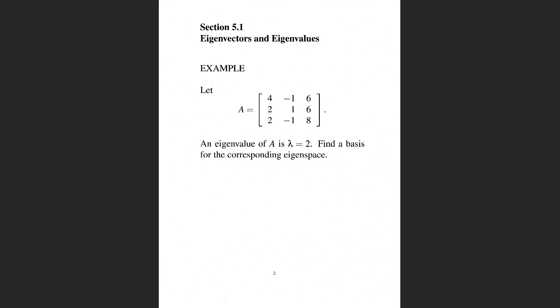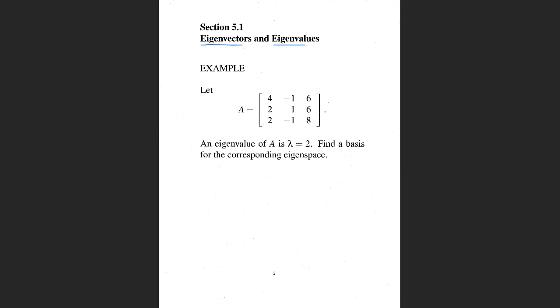All right, so we're moving into section 5.1, a very important topic: eigenvectors and eigenvalues. I want to do an example. I could go into the book. This is actually an example from the book, but I think it's a very nice example to do.